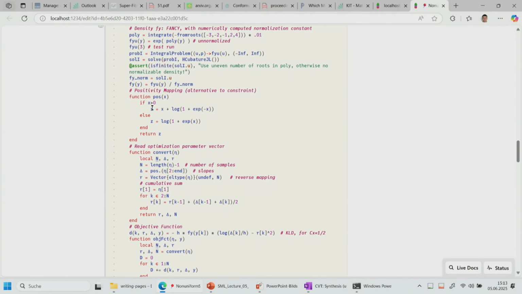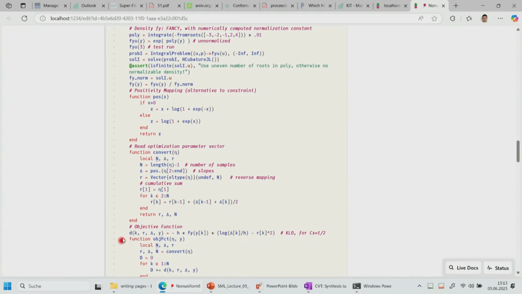Then we have this positivity function. Here it is also written down. It's an alternative to the constraint that you mentioned. You could also use constraint optimization. We use this mapping function. This is the function that converts the parameter values of the optimizer to the mapping. And here you see the extraction. So we extract the first value as the offset, and then we accumulate over the average of the increments. That is done here.